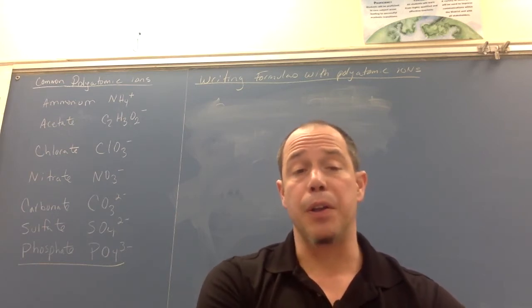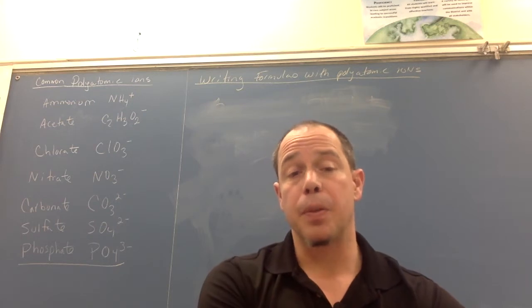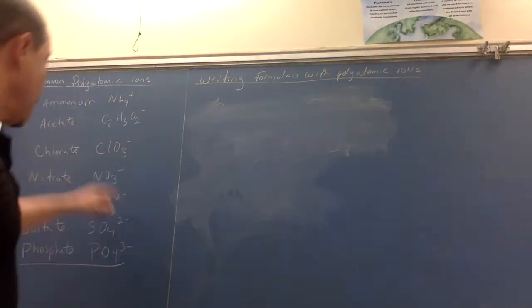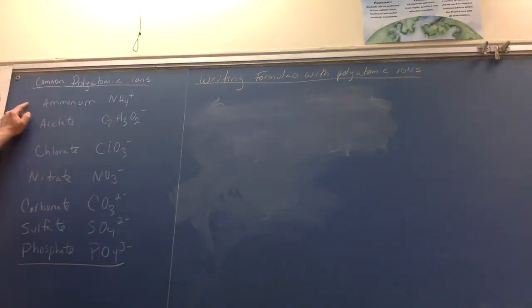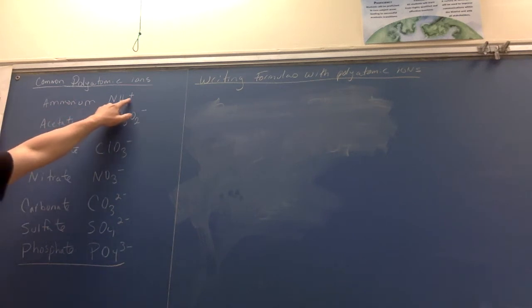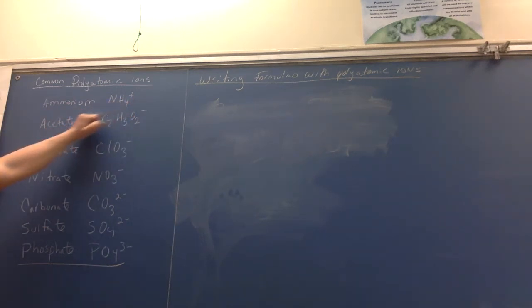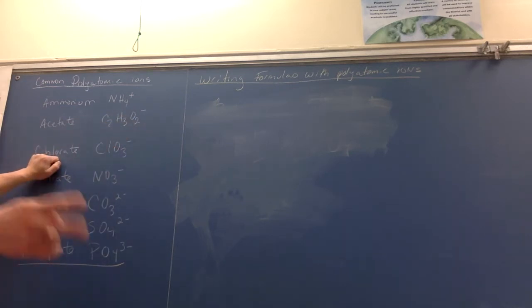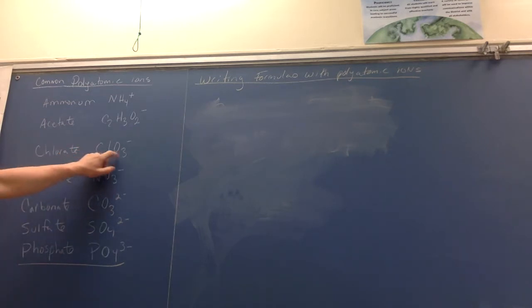So let's take a look at how to use these common polyatomic ions, what they are, what they're made of, and their charges. So, common polyatomic ions. Up here I have ammonium, one nitrogen and four hydrogens. It's got a positive one charge. Down here is acetate. Acetate's made of three nonmetals, two carbons, three hydrogens, two oxygens. It's got a minus one charge. Chlorate, made of two nonmetals, chlorine and three oxygens with a minus one charge.